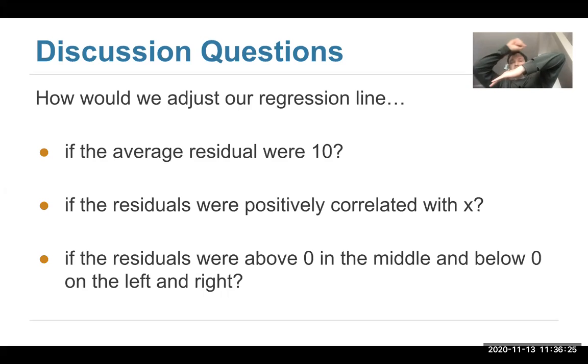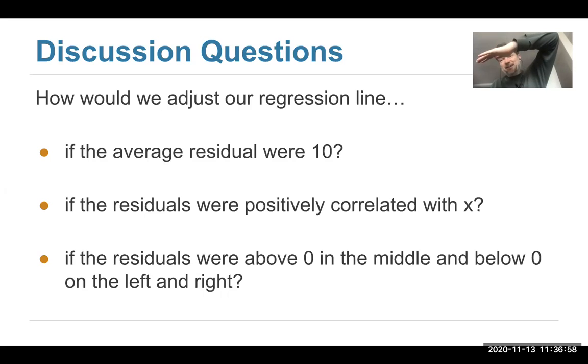Well, the residuals, remember the residual is the actual minus the line. So if the residual is positive, that means the actual was above the line we had. So the line was below the data point. So if the average residual is 10, that means that we have more positive residuals. That means our line was too low. The actuals were above the line on average. So what you ought to do is you ought to raise the line. How much should you move it up by?